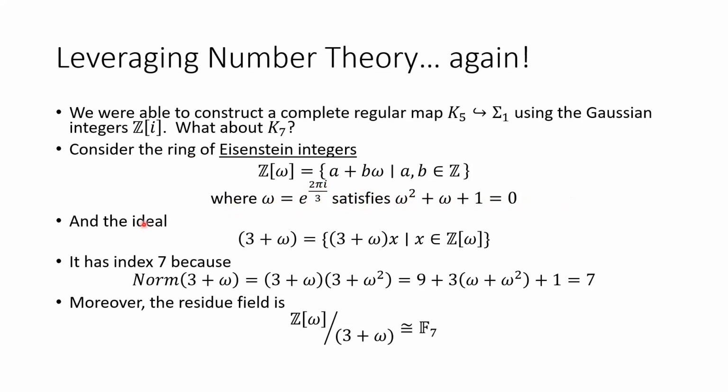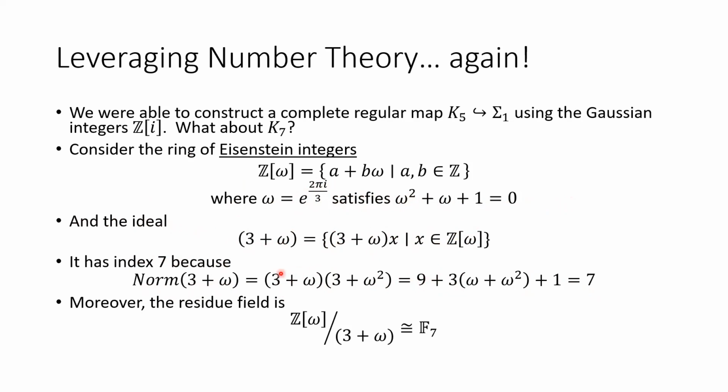Now inside of here, let's look at the ideal 3 plus omega. This again is the set of elements (3 plus omega) times x, where x is an Eisenstein integer. And this ideal has norm 7 because the norm of the generator is the product of the Galois conjugates, which is 7.